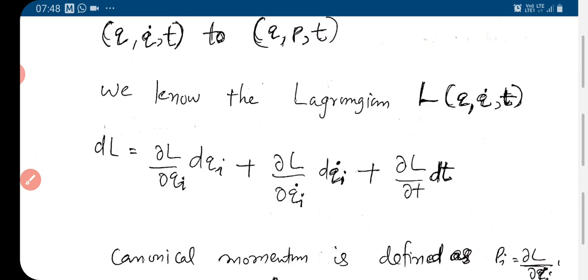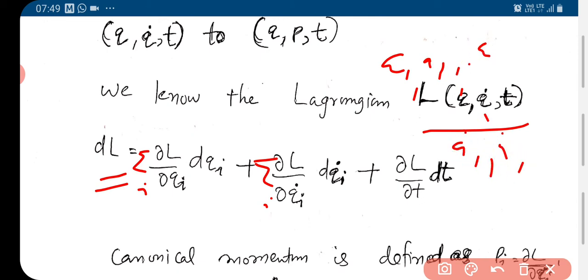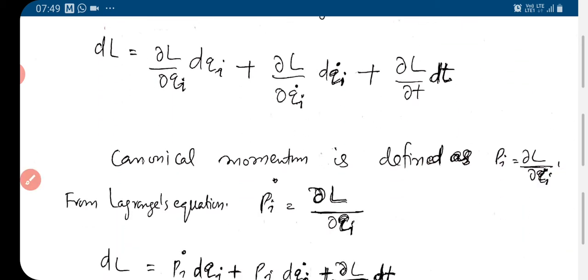Okay. The Lagrangian, we know, is a function of q, q dot and t. So we can write dL as ∂L/∂qi dqi plus ∂L/∂qi dot dqi dot plus ∂L/∂t dt. A sigma over i is implied there, because q involves q1, q2, ... qn, and q dot involves q1 dot, q2 dot, ... qi dot. So this is dL.